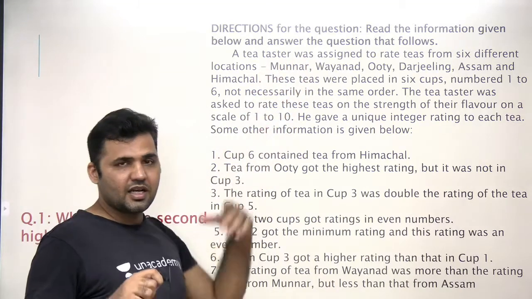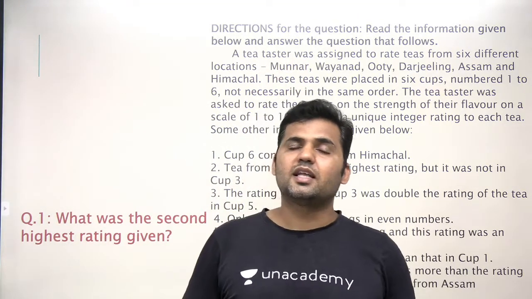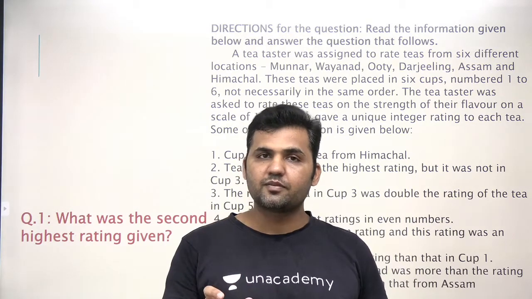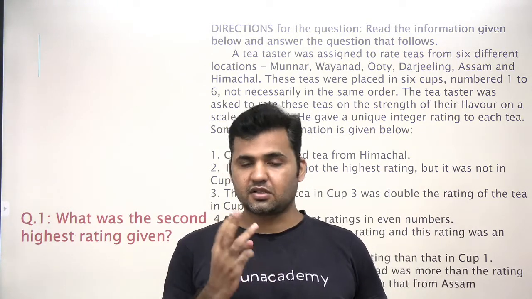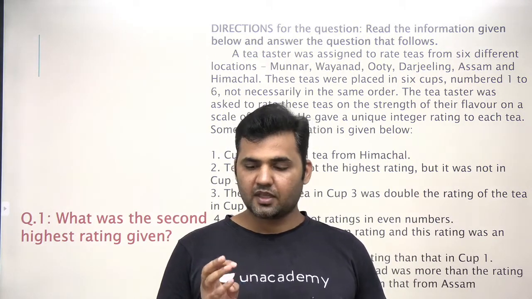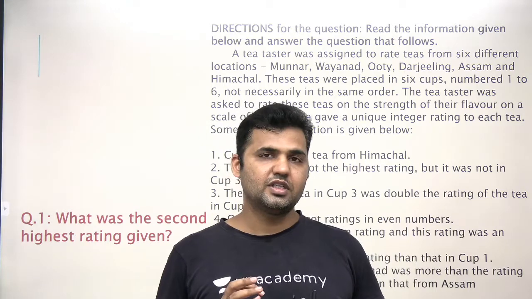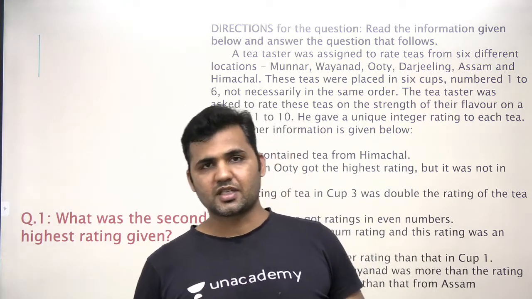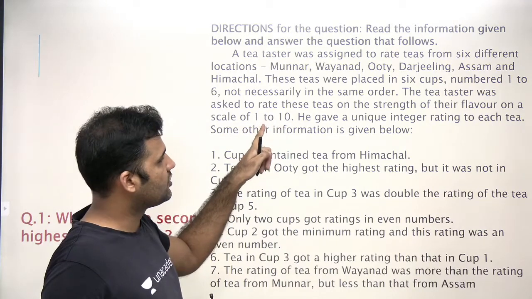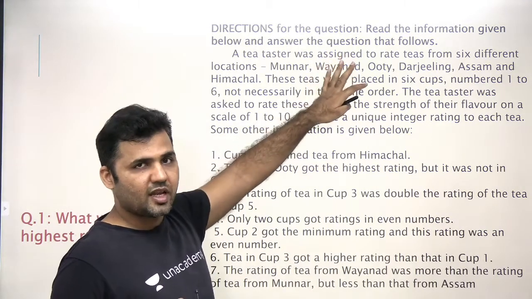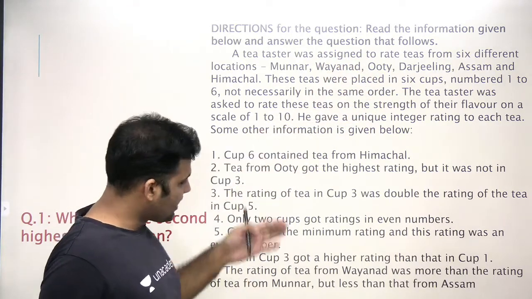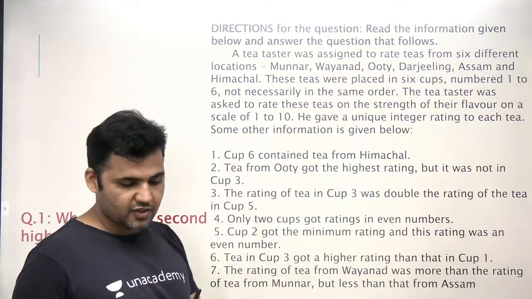So after reading the first paragraph, you get to know that this set is basically to find out the rating of tea and also the state of the tea. There are 3 variables that this set is talking about: the cup number of the tea, the state of the tea, and the rating of the tea by the tea taster. And the rating is from 1 to 10. This is one thing that you need to take care of. And there are a total of 6 different types of teas. So 6 different states and 6 cup numbers. And this is the information that we are supposed to solve.